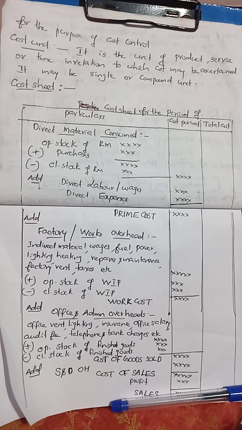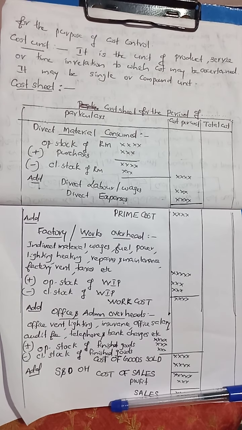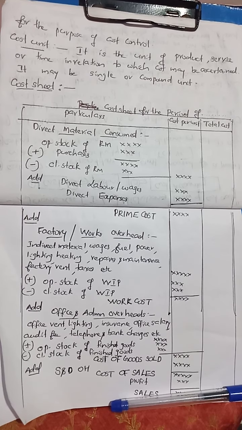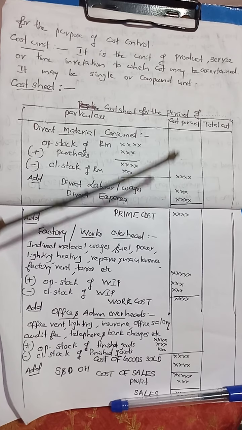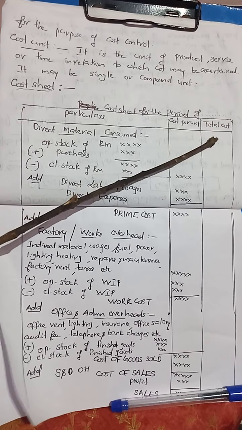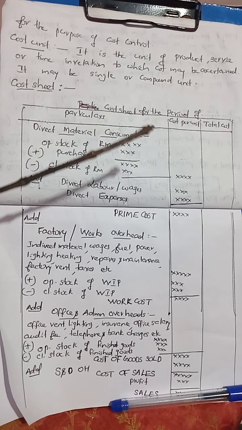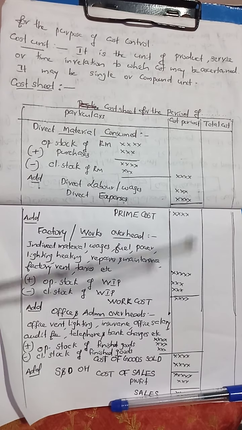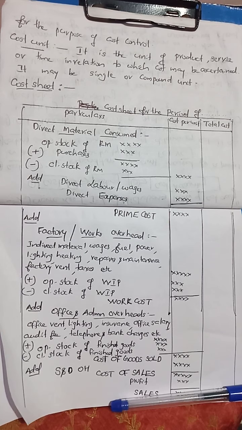First column for particulars, second column for cost per unit, and third column for total cost. Suppose we have 1000 units produced in a company, 1000 units is the total output. So right here on the third column, 1000 units. The cost per unit is multiplied by 1000 units to get the total cost.